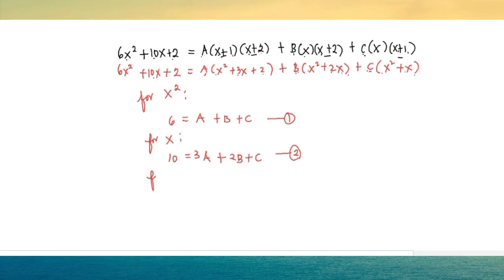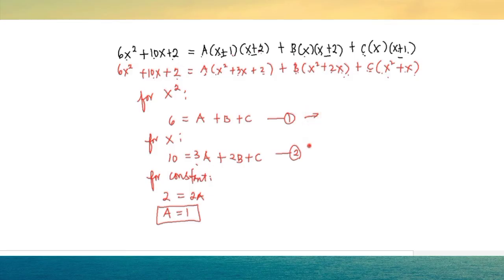So for the constant, we have 2 sa left side ng equation, and here 2 times a, so we have 2a. Wala tayong constant dyan. So, solving for a, that's 1. So, since we already have the value of a, substitute natin siya sa equation 1 and 2.